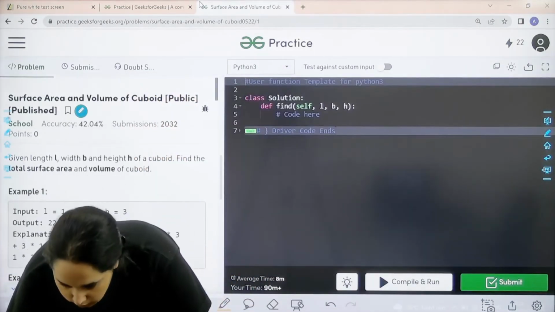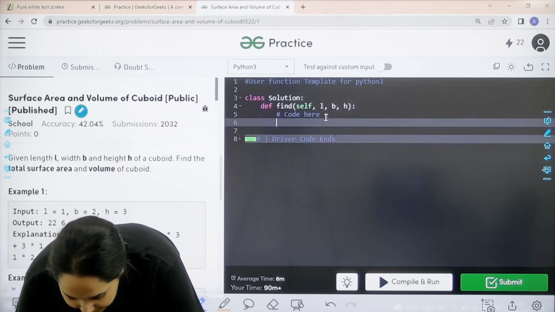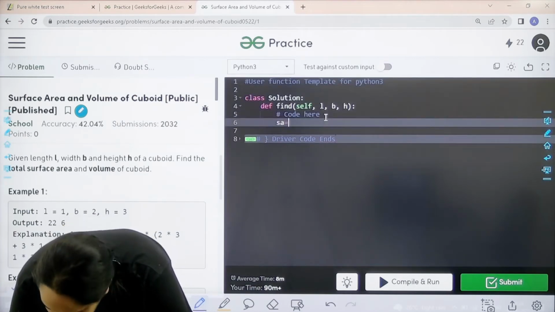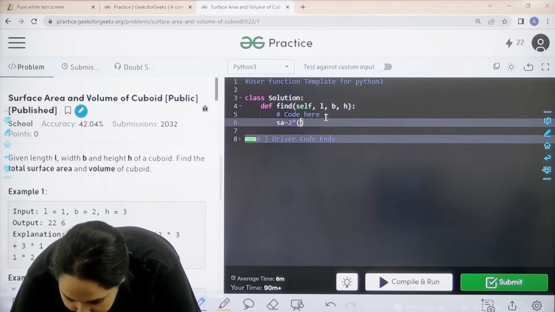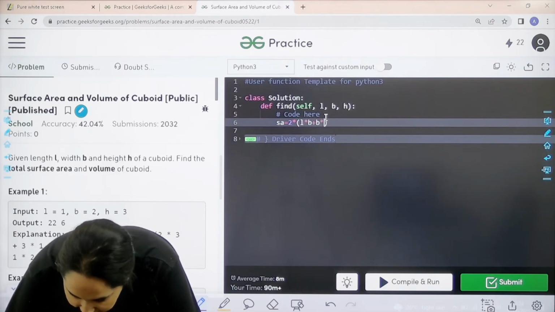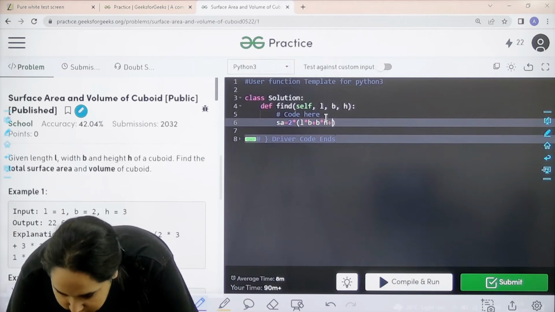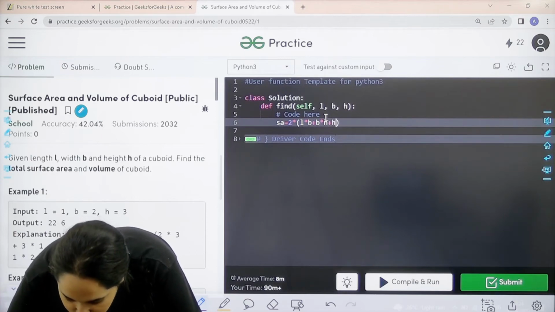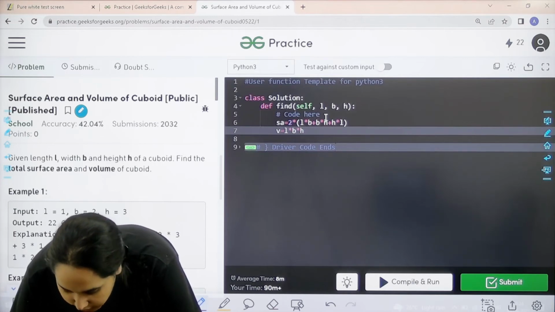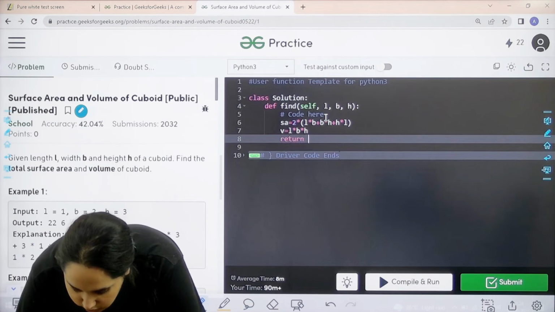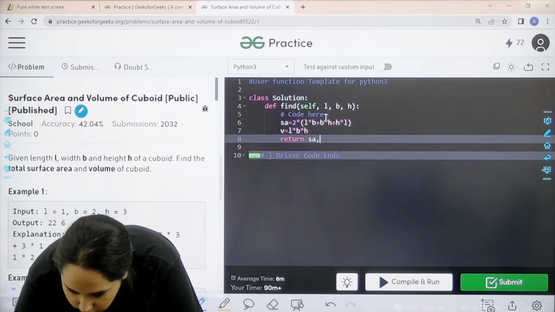Let's solve it. So let's do it for SA. SA is surface area, that is 2 star circular brackets, then L star B plus B star H, then H star L. I am referring to star as multiplication. Now next is volume, I am writing V for that, that is L star B star H. And finally I just need to return these values, so return surface area comma volume.